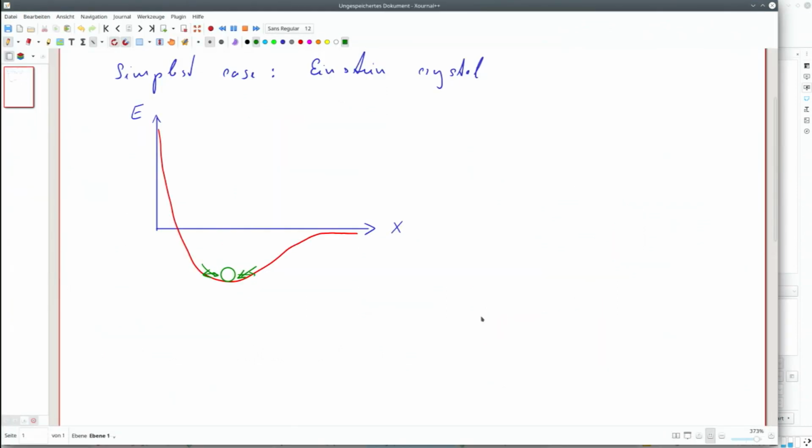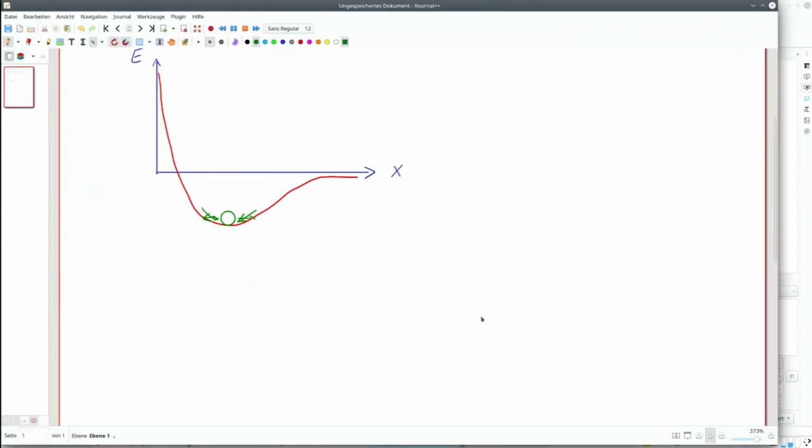Okay, and as I already said, if you have small deviations from the initial position, from the equilibrium position, then we can approximate this potential curve by a parabola.